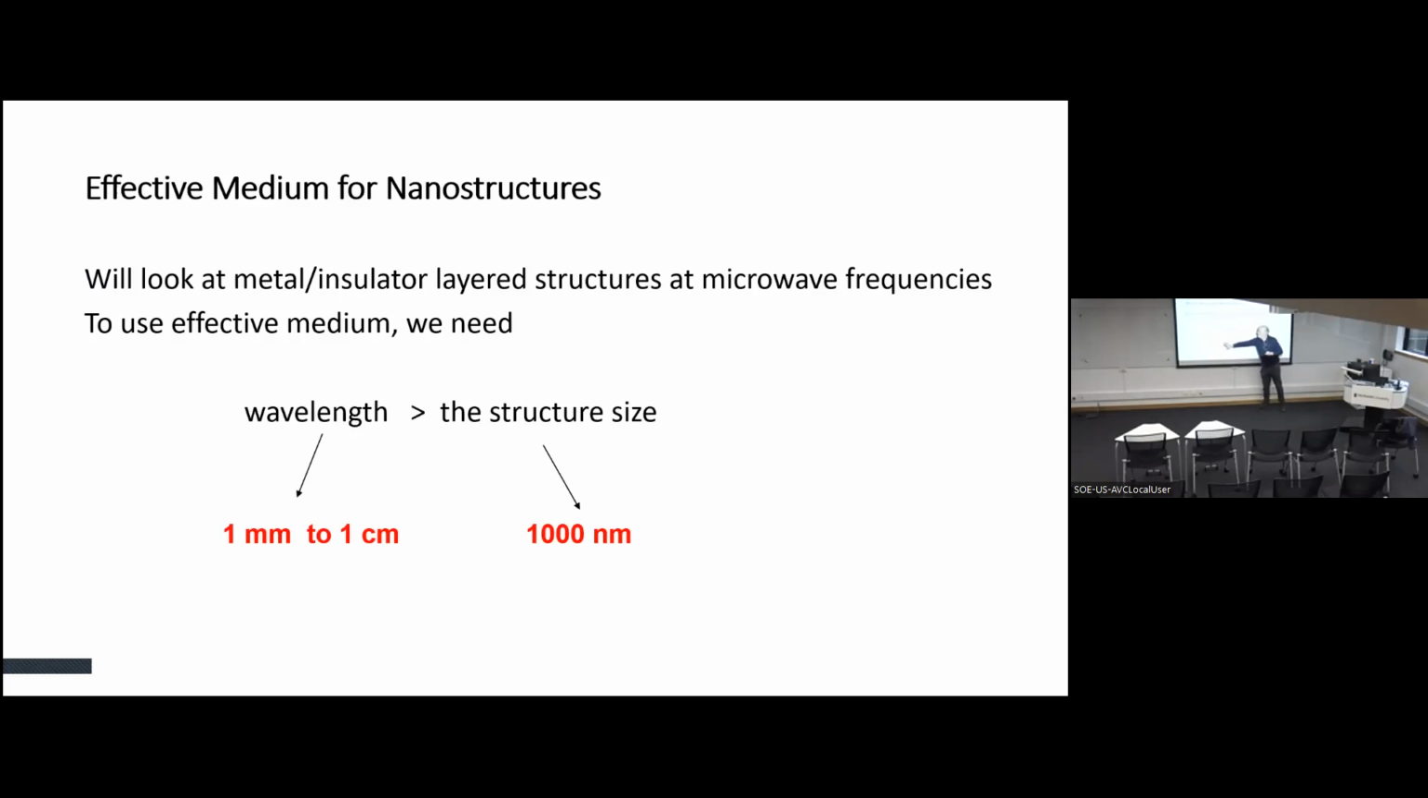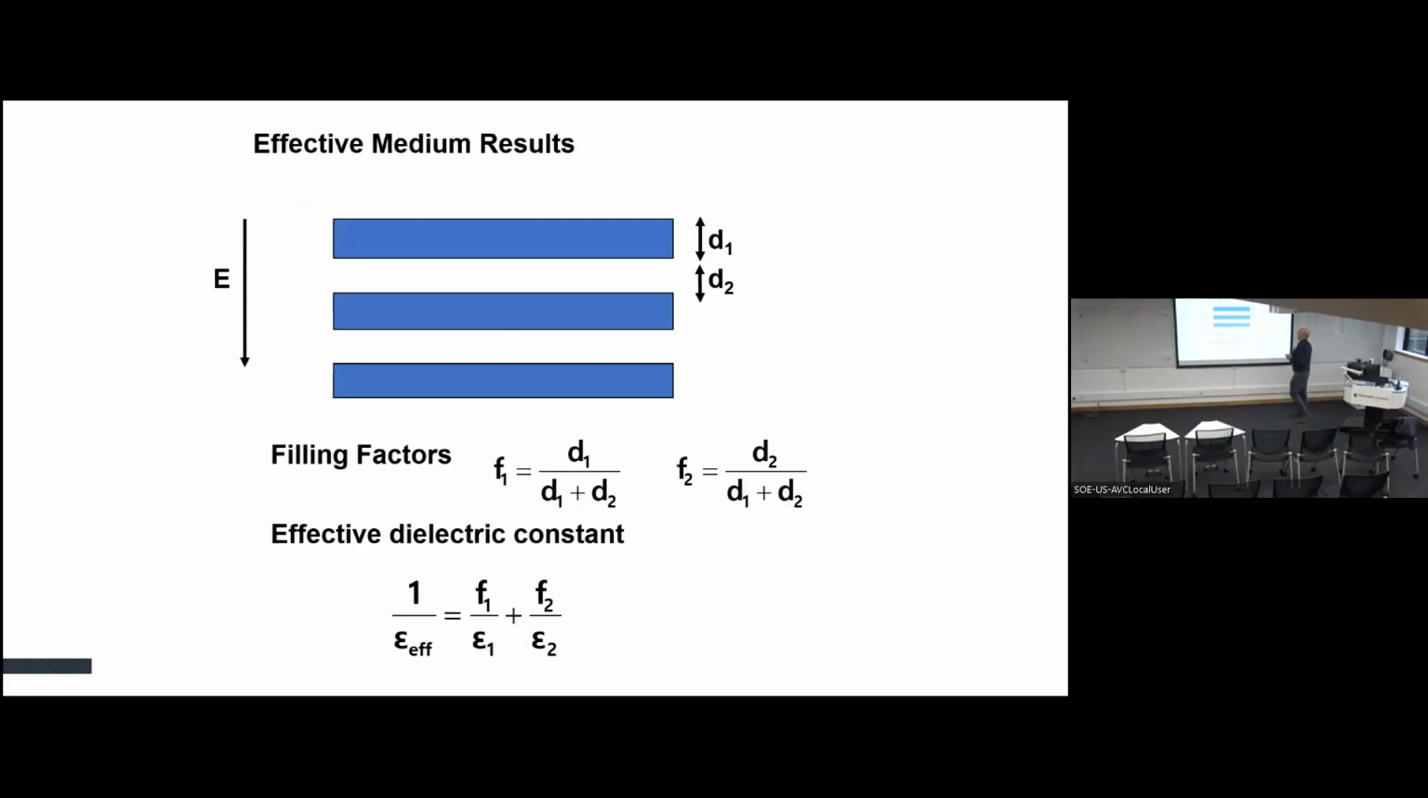Just to give you some numbers, the wavelengths we're talking about are millimeter waves, so 1 millimeter to 1 centimeter. And the structure size we'll think about as 1,000 nanometers or smaller, no problem there. Here's the idea. Suppose you have metal, insulator, metal, and so on. You can calculate the fraction of the material that's metal, the fraction that's insulator.